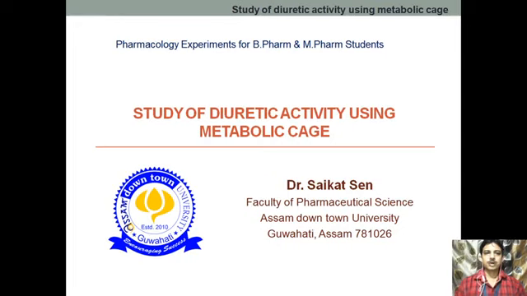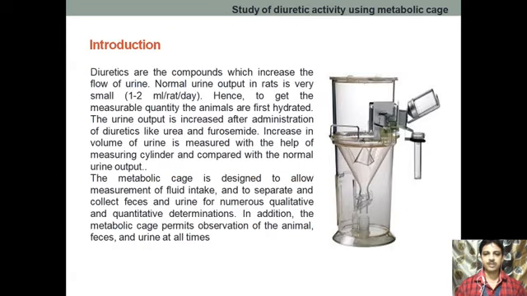Good morning. So in our next practical, we are going to discuss the diuretic activity of furosemide. Now the experiment is the study of diuretic activity using a metabolic cage. Now coming to the introduction of this experiment, diuretics are substances which increase the flow of urine.